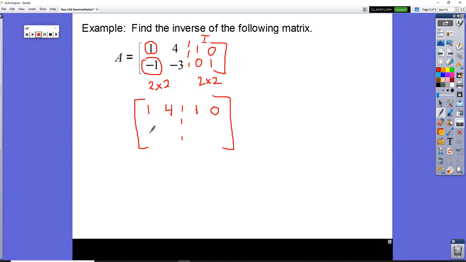Okay, to change the bottom row, I'm going to add the top row with the bottom. 1 plus -1 makes 0. 4 plus -3 makes 1. 1 plus 1, because you got to do the math all the way across. 1 plus 0 is 1, and 0 plus 1 is 1. So I now have a new bottom row that says 0, 1, 1, 1. This right now is already in row echelon form. I've got my diagonal of 1s and my 0s underneath. So that's the end of the Gauss part of the process.